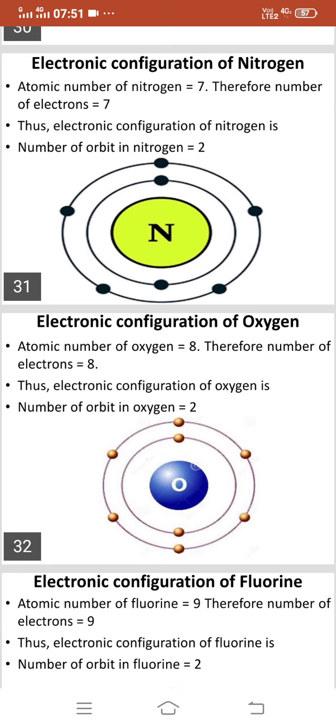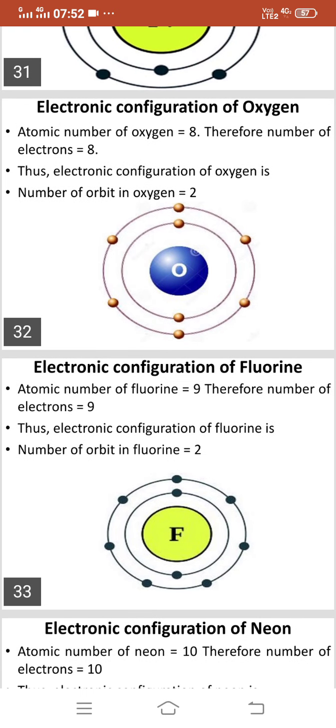Then you can see the electronic configuration of oxygen. 8 is the atomic number, so the number of electrons is 8. 2 orbits are there in the oxygen atom, so 2 plus 6. Then you can see the electronic configuration of fluorine. 9 is the atomic number. Number of electrons is also 9. So there are 2 orbits in the fluorine atom. So 2 electrons are present in the first orbit and the rest 7 electrons are present in the second orbit.